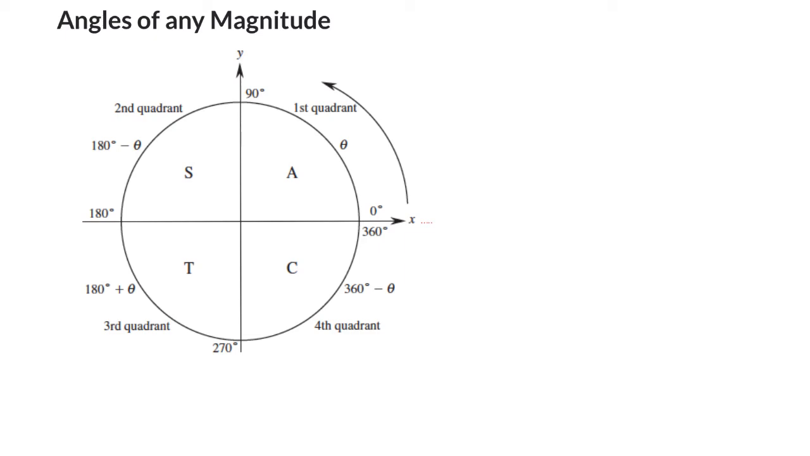In this lesson we're talking about angles that exceed 90 degrees, or angles of any magnitude, any size. Now this is all based on our unit circle on a Cartesian plane. If we create a right angled triangle here, we're actually going to create the same right angled triangle 4 times.